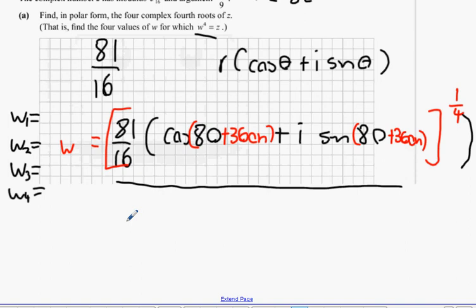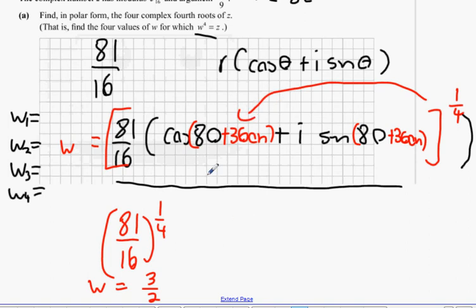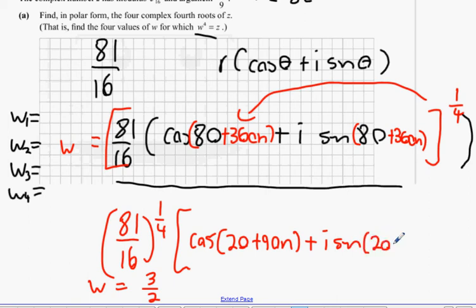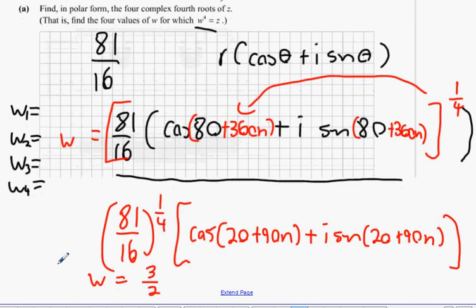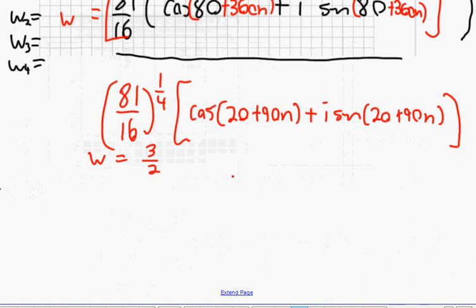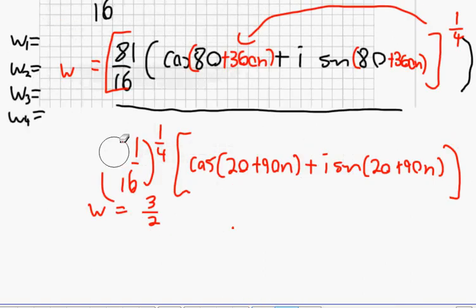Now what is 81 over 16 to the power of a quarter? Donnelly has it as 3 over 2. What do you do with the quarter and the angle? Multiply. What's 80 divided by a quarter? 20 degrees, yeah? What's 360 divided by a quarter? 90. Okay, and then the other one will be exactly the same, won't it? Now, can anyone in class now tell me, is everybody happy with 81 over 16 to the power of a quarter? I'll just change that to 3 over 2. Yeah?